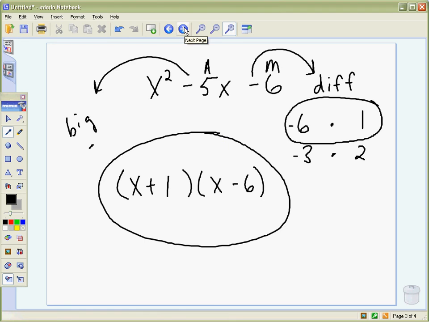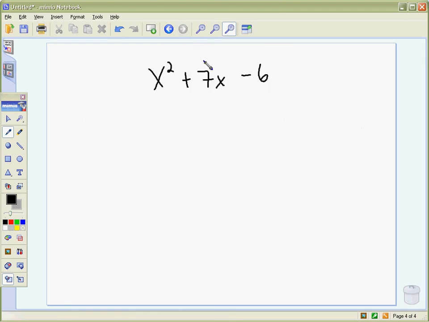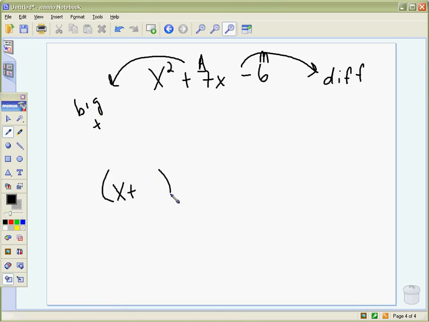One more example. Moving right along. Adding to get to 7, multiplying to get to negative 6. Signs are going to be different. Biggest one is positive. So I'm going to have an x plus, x minus. Multiplying to get to 6. 6 times 1, 3 times 2. They're going to be different signs. The biggest one will be positive. So that gives me a negative here.